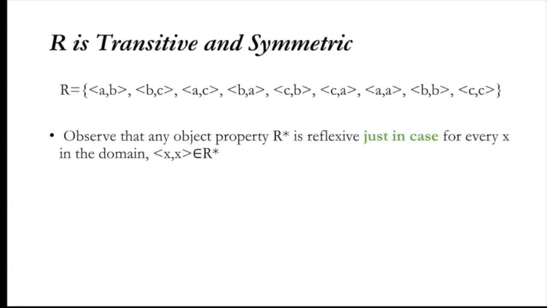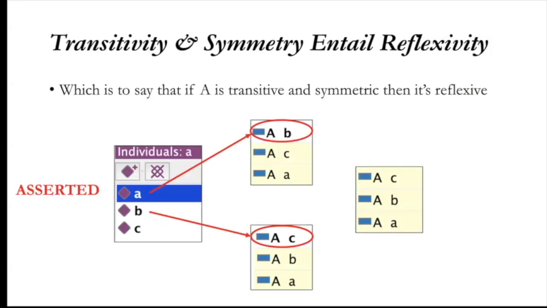So we have here 9 pairs. Transitivity and symmetry, 9 pairs. You don't need to explore anymore. Observe, this entails reflexivity. Because in the domain you have A, B, and C, R is reflexive. And these are snapshots from Protege. I'm just showing you the inferences that were drawn out by the reasoner.